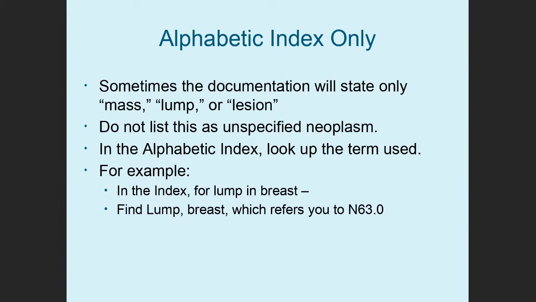For example, in the index, if you look up a lump in breast, find lump, breast, which refers you to N63.0, which is totally outside of the neoplasm chapter. But that's all the information you have at this point.